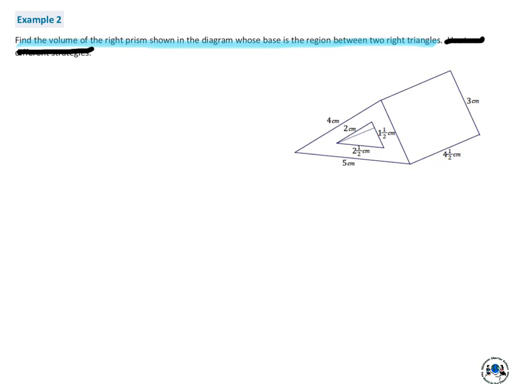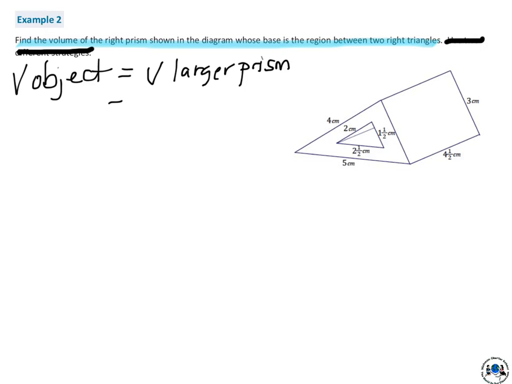Okay, you're still here. Let's go ahead and do this together. All right. So the volume of this object is going to be the volume of that larger prism minus the volume of the smaller prism. Okay, and the larger prism is the whole part, the solid part, and then the smaller prism is the hole that's been taken out of it.